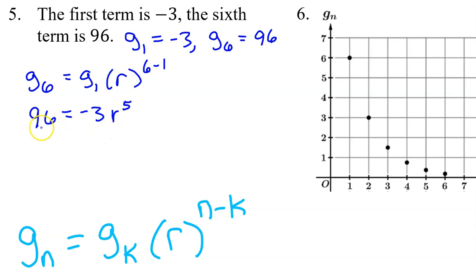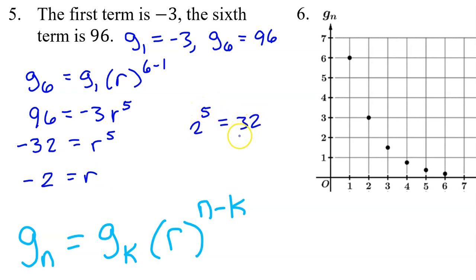Let's divide both sides by -3. 96 divided by 3 is 32. So on the left side, we will get -32 is equal to r to the 5th power. Taking the cube, not the cube root, taking the 5th root of both sides, we will get -2. So r is equal to -2. By the way, please memorize that 2 to the 5th power is 32. That's how I knew that the 5th root of 32 would be 2.